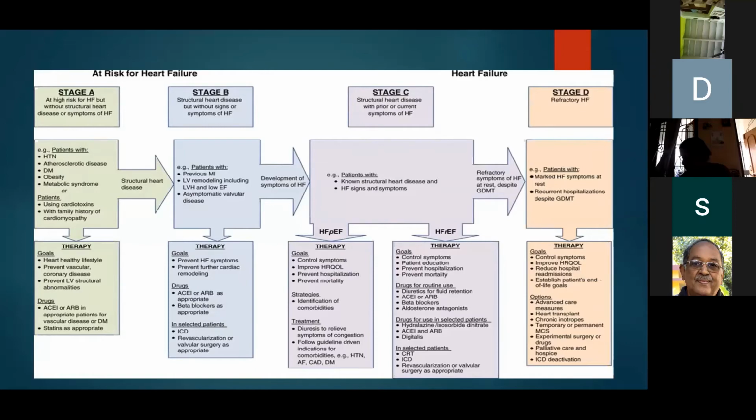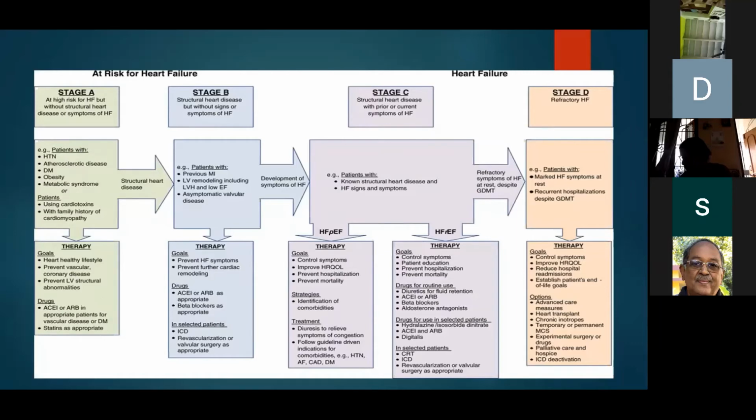The goal of stage A disease would be a healthy lifestyle, prevent vascular coronary disease, and prevent LV structural abnormalities. The drugs that can be used are ACE inhibitors or ARB in appropriate patients for vascular disease or diabetes mellitus, basically as a preventive measure for future macro and microvascular complications. We could use that, okay?